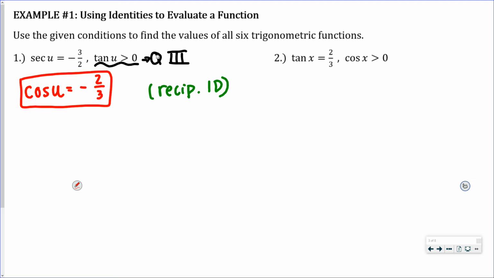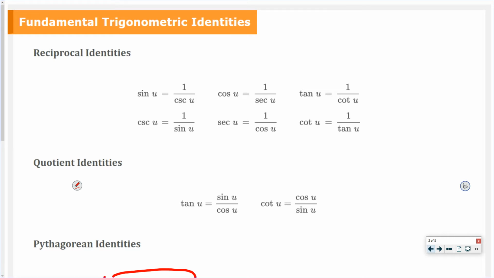So now I'm looking at some identities, and I'm like, all right, I know what the cosine is, and I know what the secant is. So which identity could I maybe use to find one of the other ones? I just used this one to get the cosine. I could figure out tangent and cotangent, but I don't know what the sine is. So maybe I should try and find the sine next.